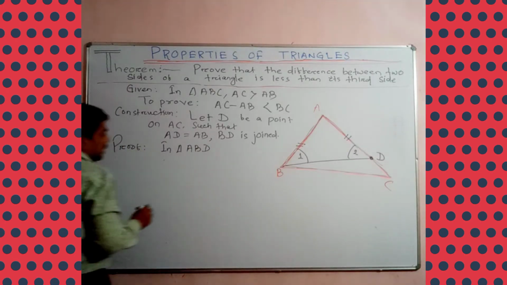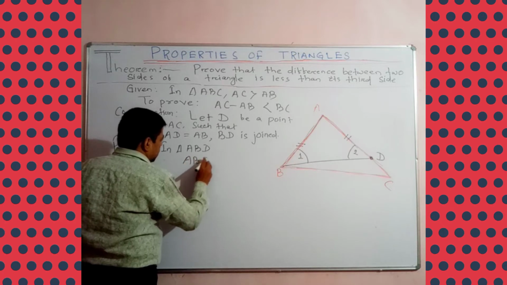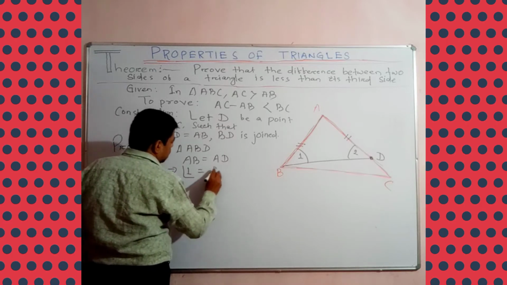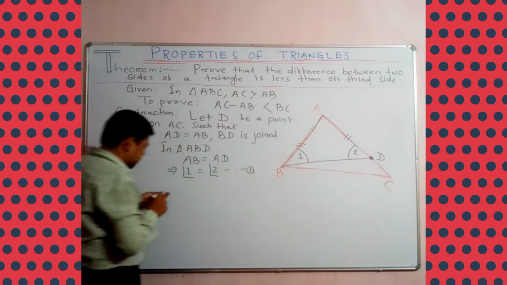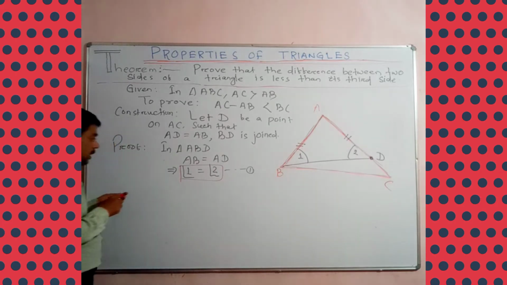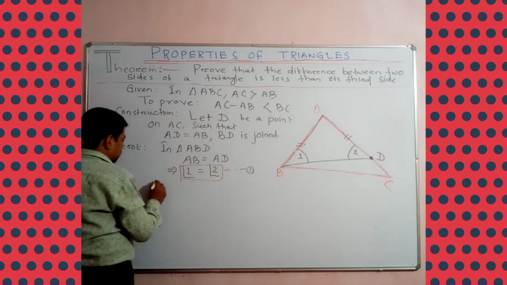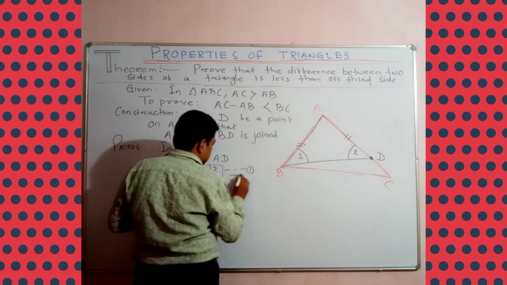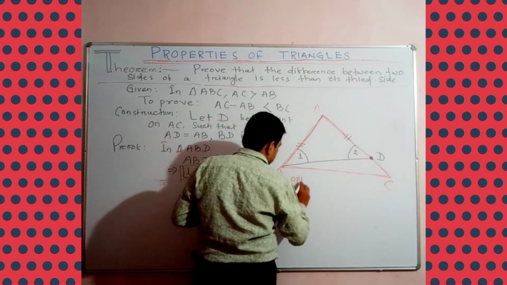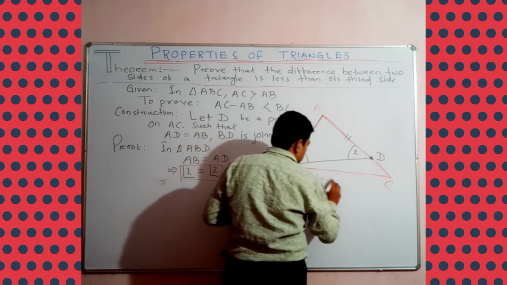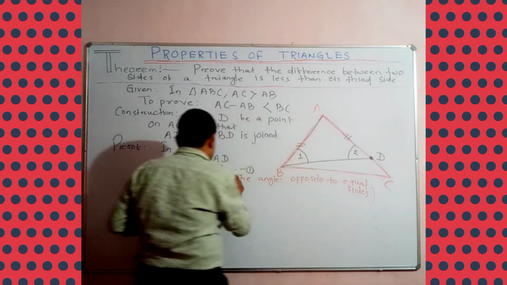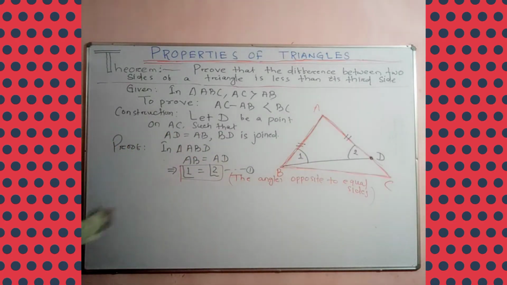In triangle ABD, look here, AB equals AD as per the construction. So angle 1 must be equal to angle 2, because of what reason? The angles opposite to equal sides are equal. You can write the reason here: the angles opposite to equal sides are equal. Understand or not? Is it clear? So angle 1 is equal to angle 2.